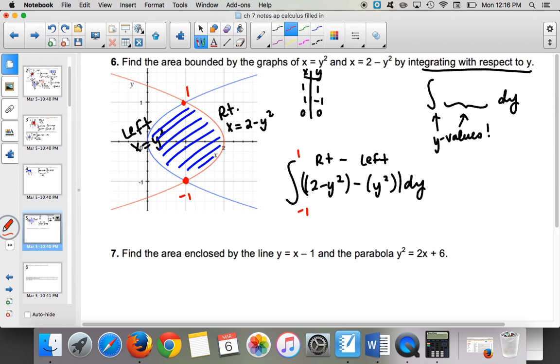Ian's making sure that that is shaded really well there. Okay, what do we got? You can do this one by hand. It would not be that hard. You could also do the 2 times thing. Since it's symmetric on the top and the bottom, you could do 2 times, and then do 0 to 1.